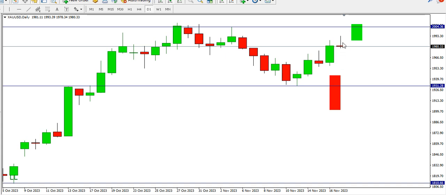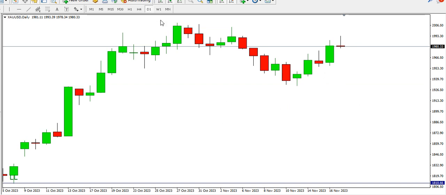All right, but for now price continues between these two nearest. This is a structural level, this is another structural level. Don't forget, this is another structural level. This is another structural level for us to know where price is going. So that's that for the daily time frame.